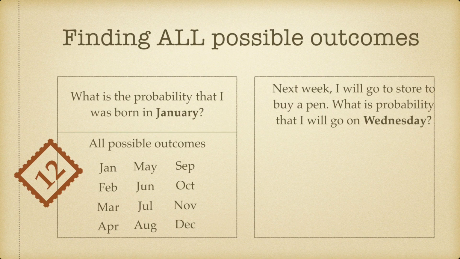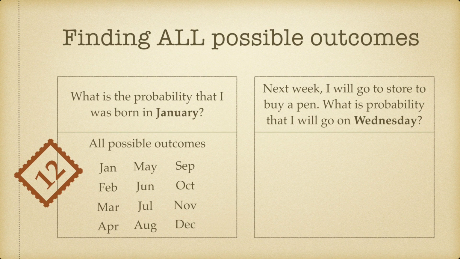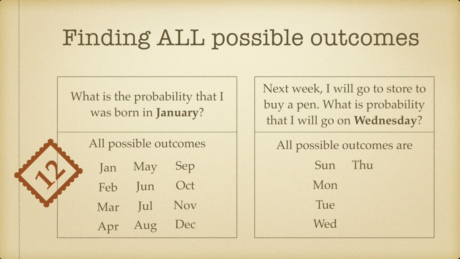Let's take a look at a second example. Next week, let's say I need to go to a store to buy a pen. What is the probability that next week I'll go to the store on Wednesday? So what are the possible outcomes here? Well, I can go to the store next week on a Sunday or Monday or Tuesday or Wednesday or Thursday or Friday or Saturday. So I can go to the store next week on any one of these 7 days. So we say the total possible outcomes in this example is 7.